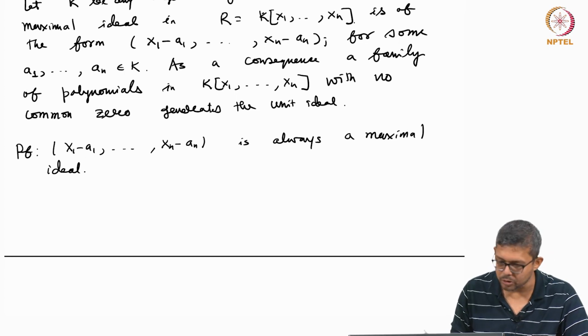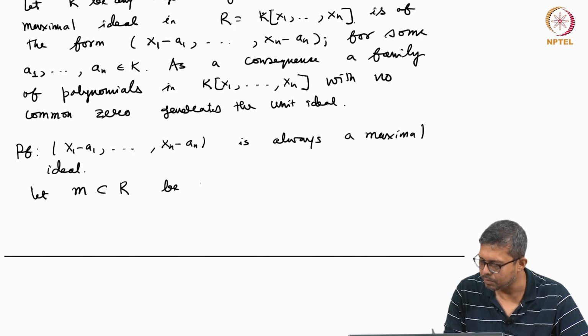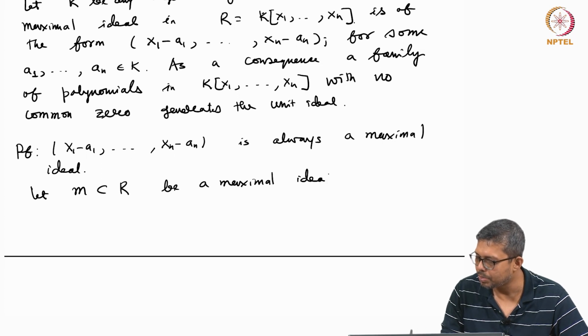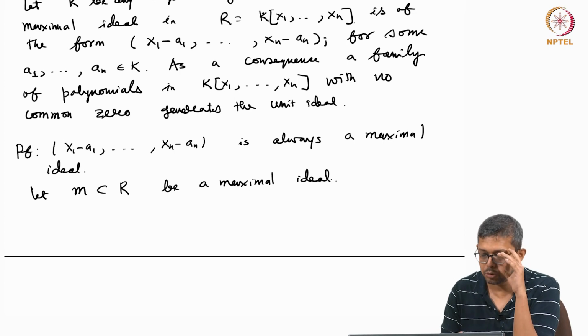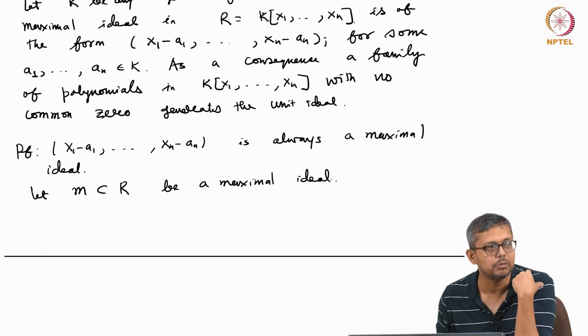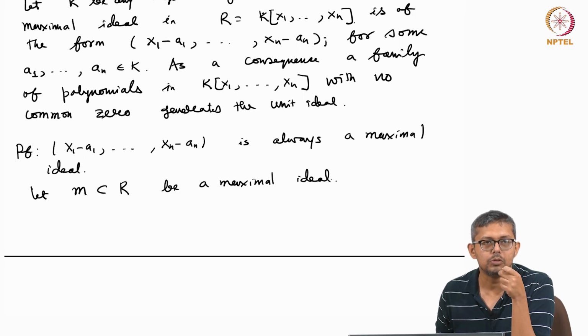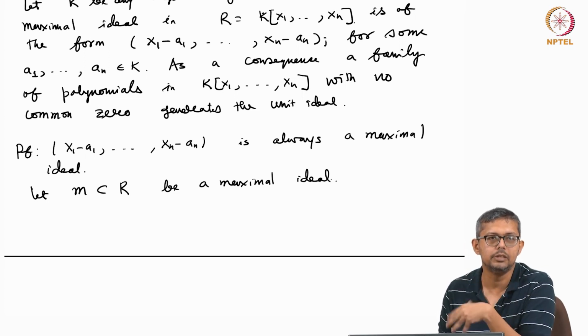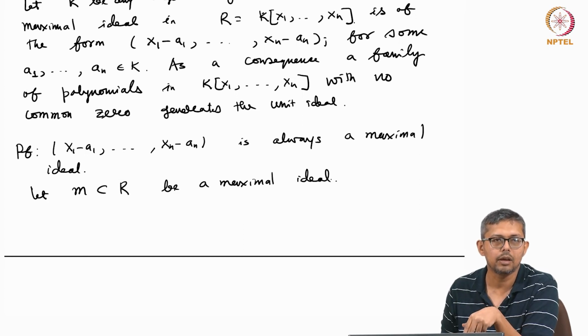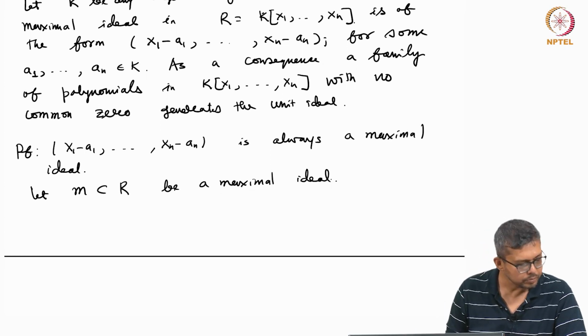So, converse part. Let M be a maximal ideal. What we have to show is that if M contains an ideal of the form generated by x1 minus a1, up to xn minus an, then we are through. So, that should be the idea. So, any maximal ideal should contain an ideal of this form, then we are done, right.